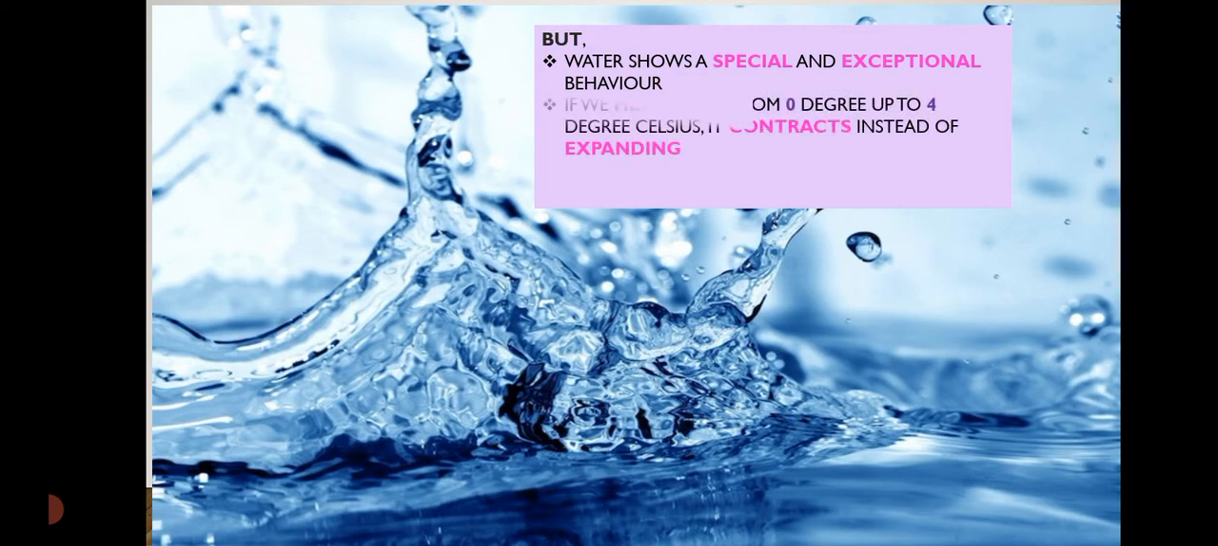So this is the normal behavior of any liquid. Why did we learn this normal behavior? So that we can understand the abnormal behavior of water. Water is special, it shows a special and exceptional behavior, but it does not show this special and exceptional behavior at all temperatures. This exceptional and special behavior of water is between 0 degrees to 4 degrees Celsius.